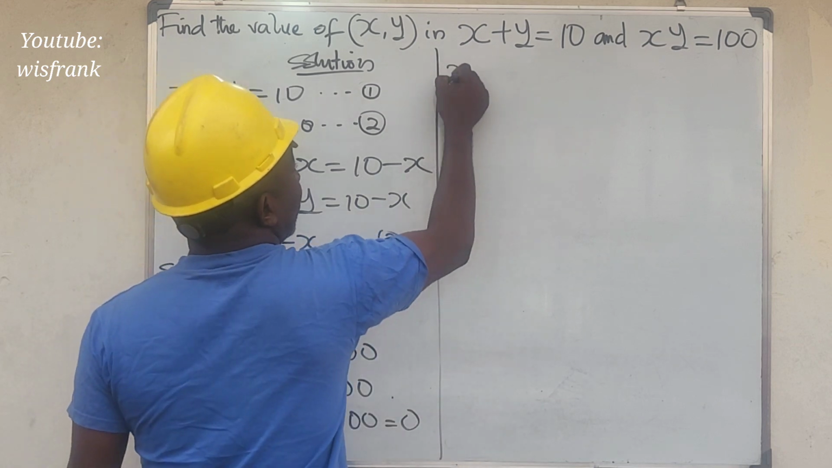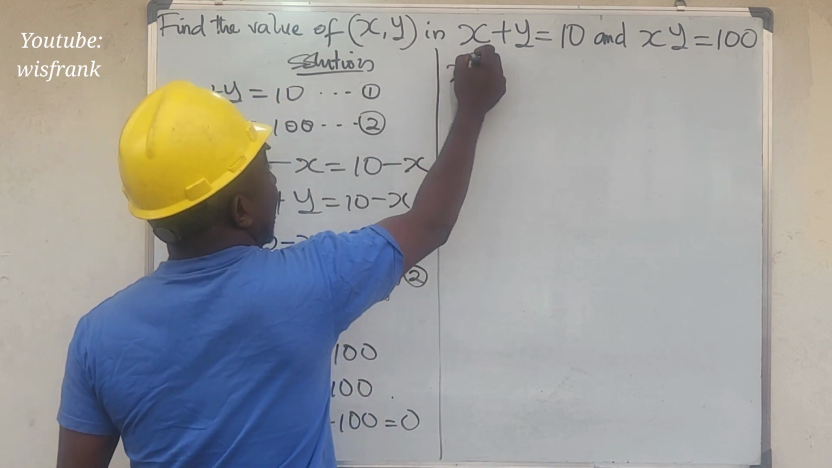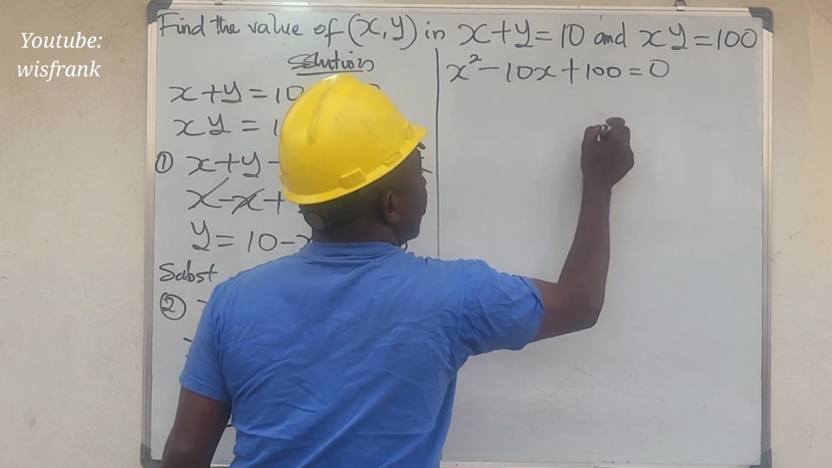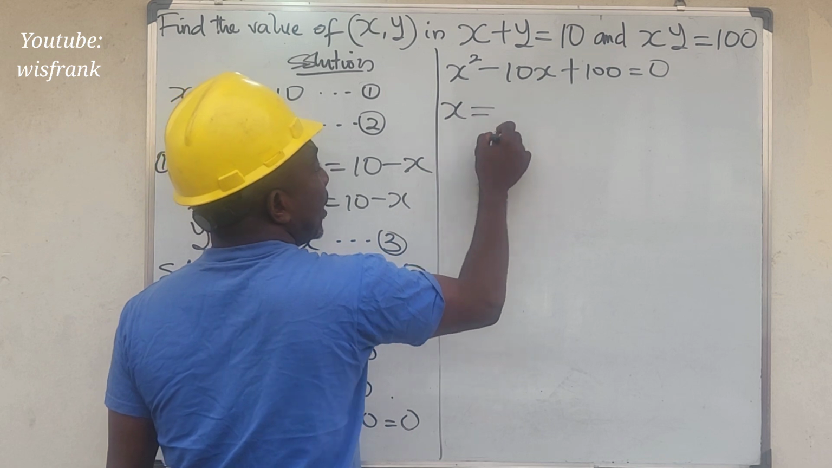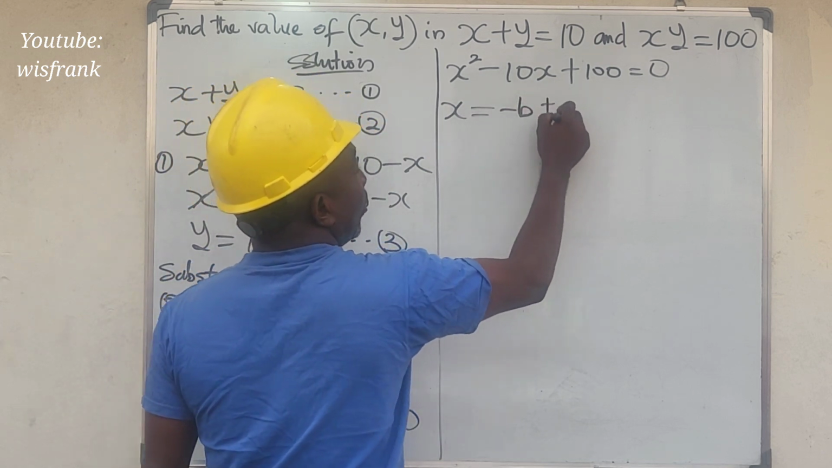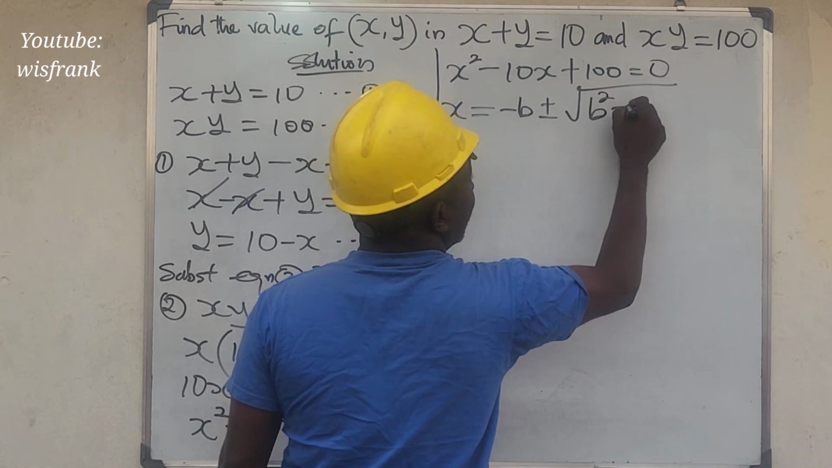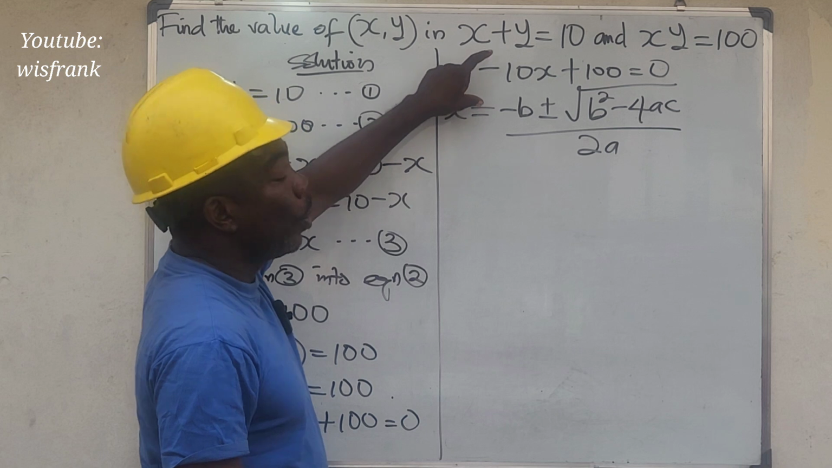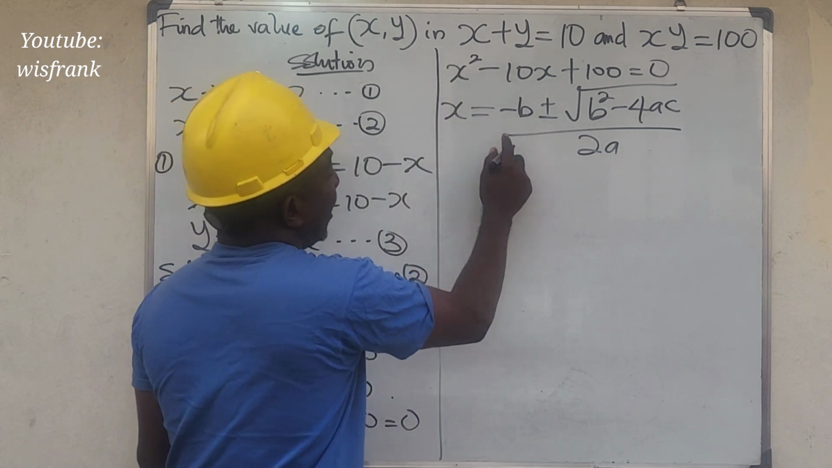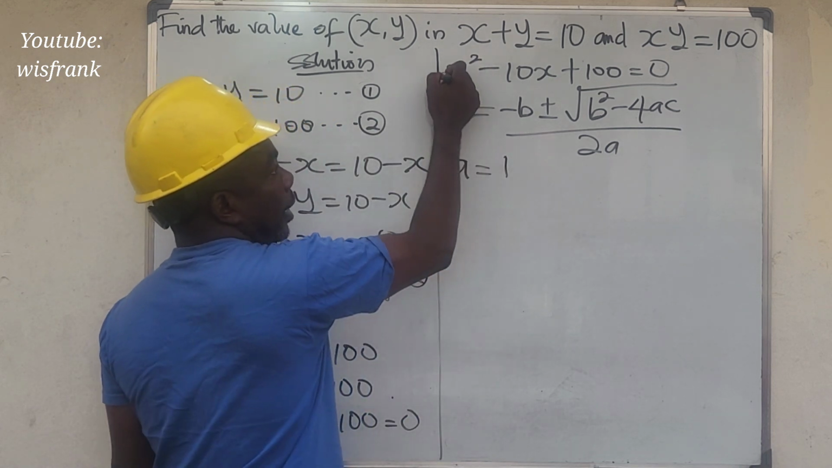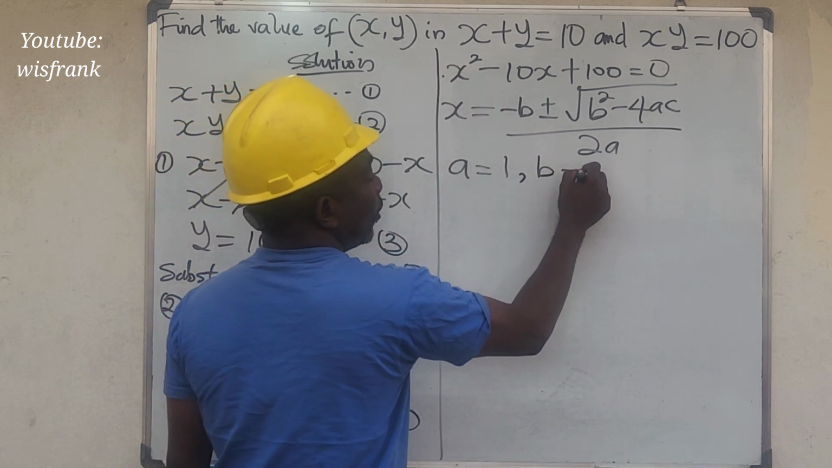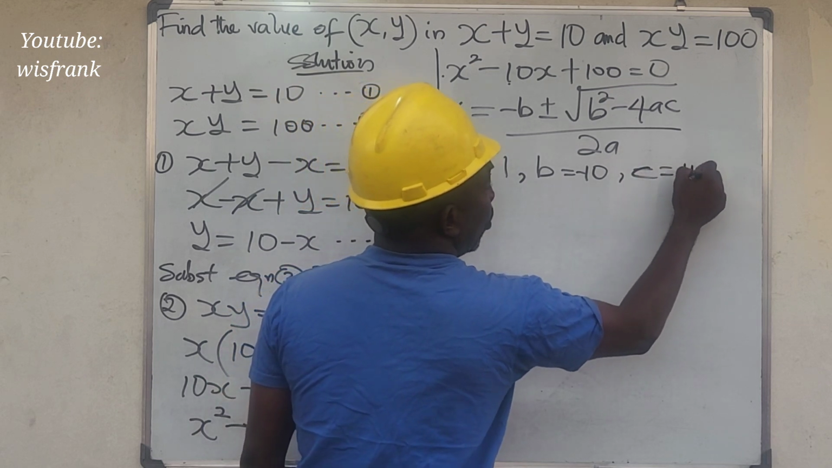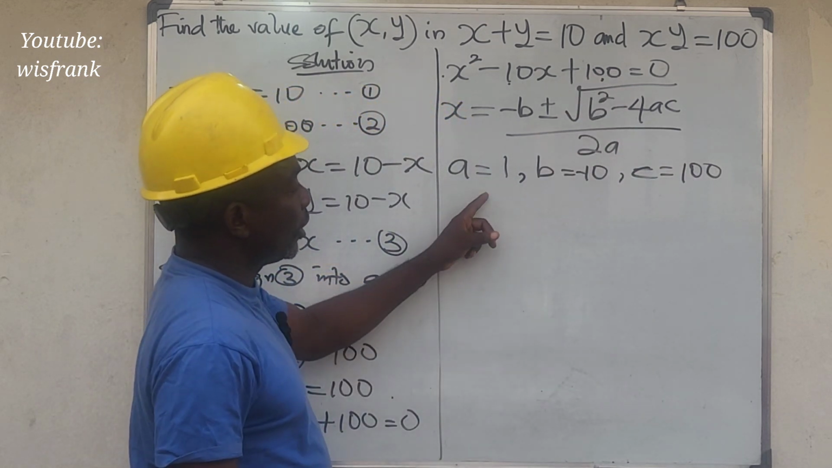Our equation is x to the power of 2 minus 10x plus 100 equals 0. Then our quadratic formula is in the form x equals minus b plus or minus square root of b to the power of 2 minus 4ac, all over 2 times a. From here, we can compare this with the quadratic formula. Our value of a equals 1, this coefficient is 1. Then our value of b equals minus 10. And our value of c equals 100, the constant.